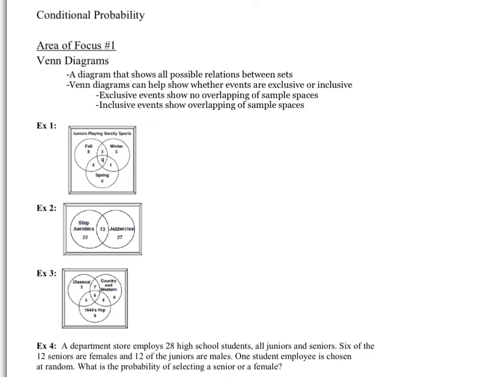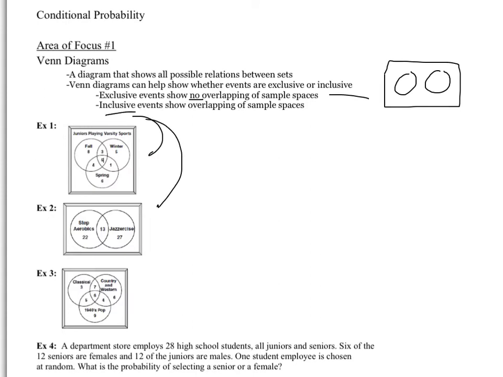Now we know that exclusive means that they have nothing in common, or let's say it this way, they cannot occur at the same time, they do not share traits. In an exclusive scenario, you'd have a Venn diagram that would look like this. There's nothing in common, therefore no overlap. However, these three are all inclusive because they show you visually that some people share common characteristics.